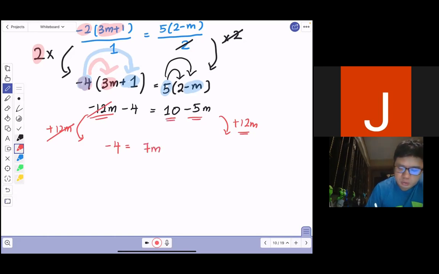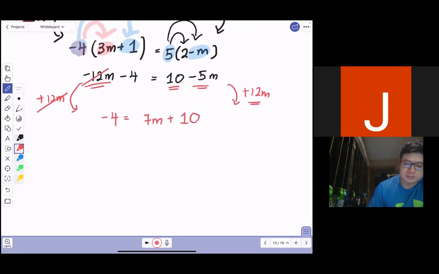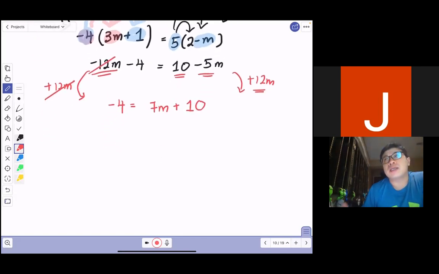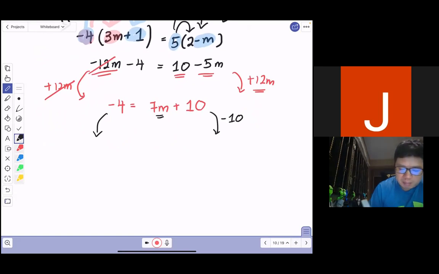Now I have a 10 here who's doing nothing, so the 10 will continue in the next step. Remember, we want to make m the subject. Okay, so next what we need to do is we want this m to be by itself. So I'm going to get rid of the 10 by doing a subtraction of 10 on both sides. Positive 10 minus 10, that gives me 7m. Negative 4 minus 10, that gives me negative 14.